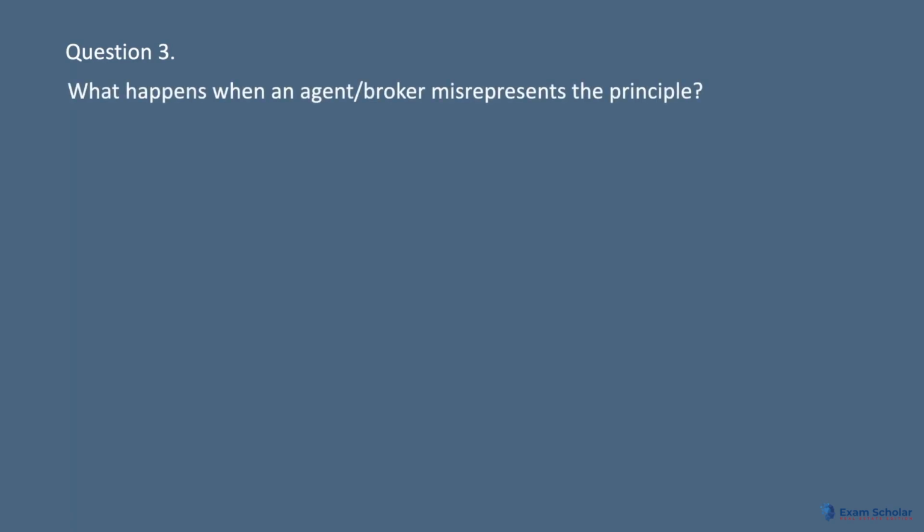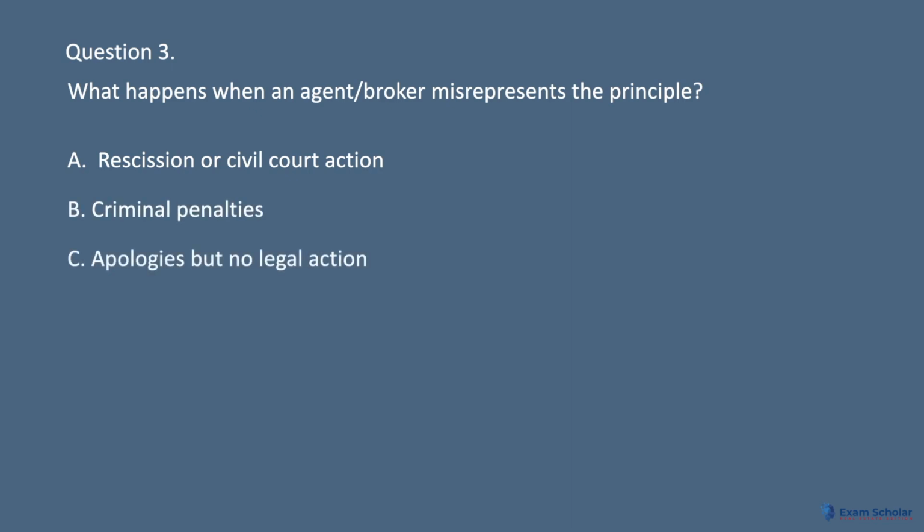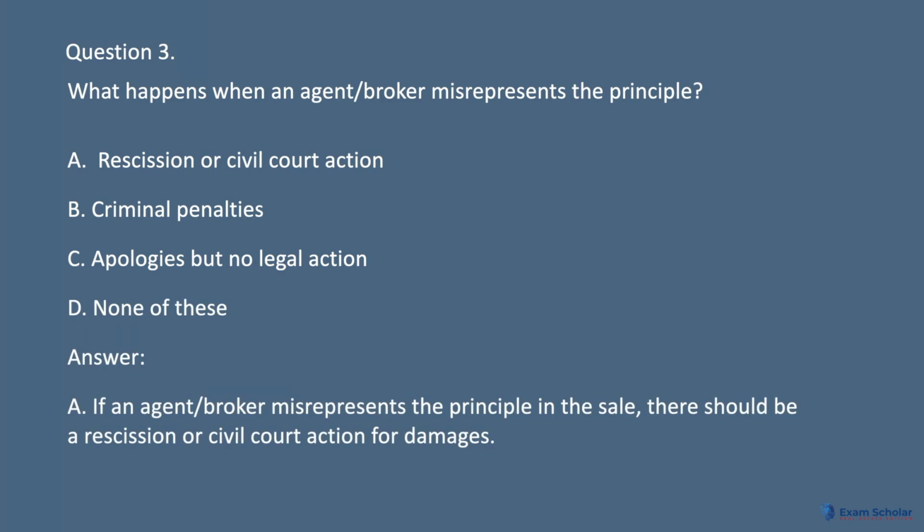Question 3. What happens when an agent/broker misrepresents the principle? A. Rescission or civil court action. B. Criminal penalties. C. Apologies but no legal action. D. None of these. Answer A. If an agent/broker misrepresents the principle in the sale, there should be a rescission or civil court action for damages.